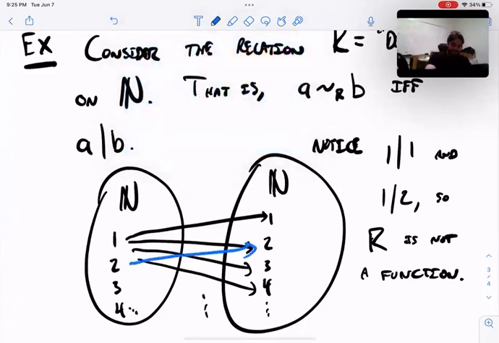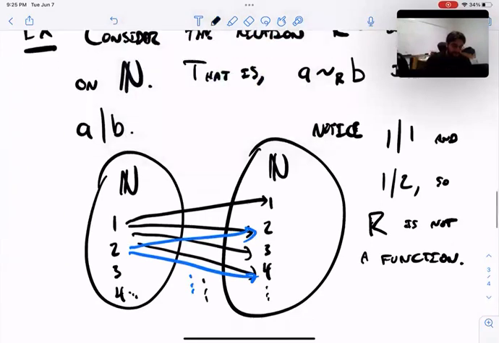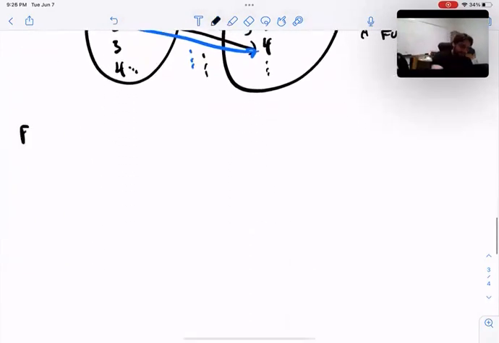For example, 2 relates to 2, but then 2 also relates to 4 and so on, right? So this is just spectacularly failing to be a function, right? Perfectly good relation, not a function. So that's an example of a relation that is not a function. On the other hand, let's consider this relation, also on the natural numbers.